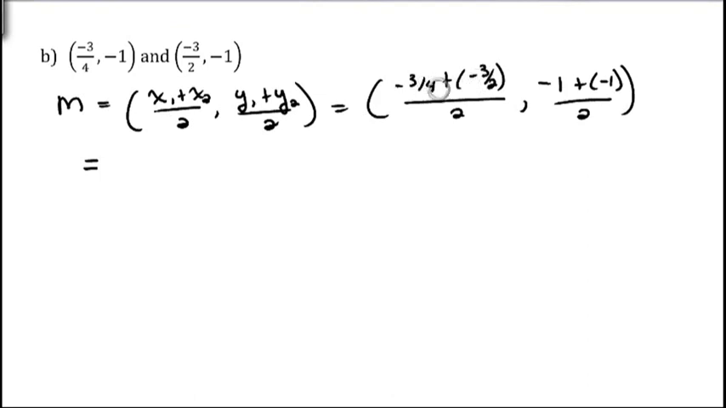So we have to find a common denominator before we can add these, and negative 3/2 is the same as negative 6/4, so I'm just going to write that right there instead of rewriting the whole thing. And negative 3/4 plus negative 6/4 is negative 9/4, and we're dividing that by 2. And negative 1 plus negative 1 is negative 2. Negative 2 divided by 2 is negative 1.